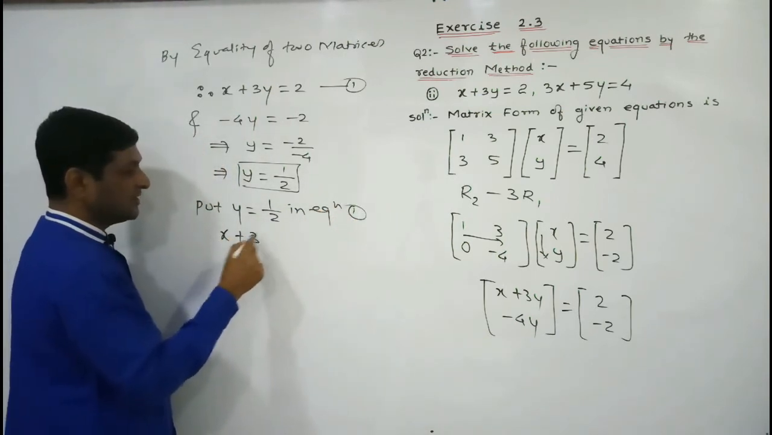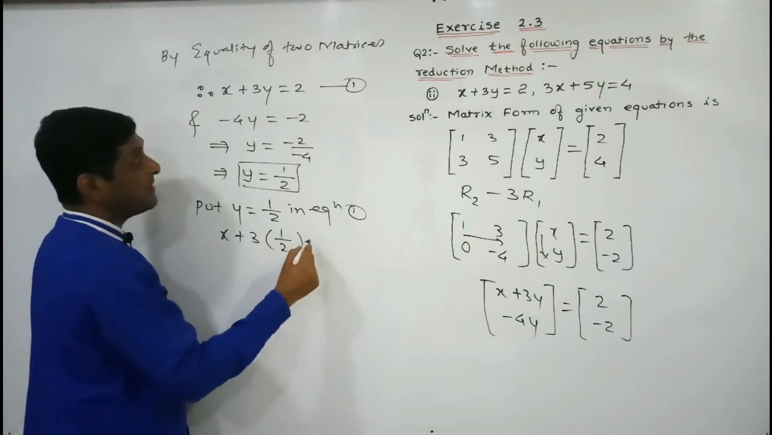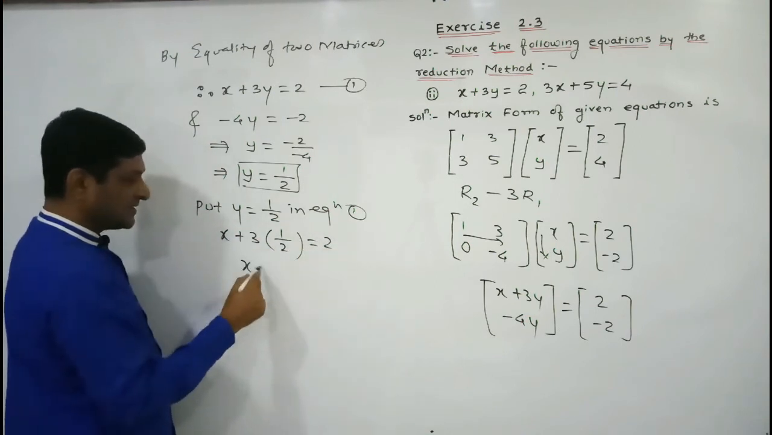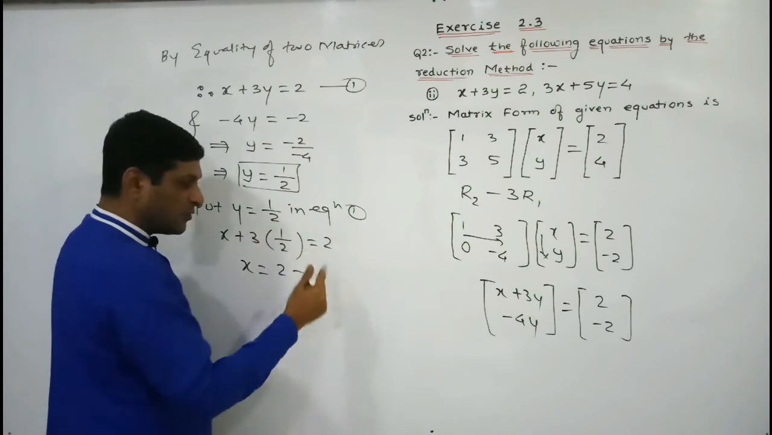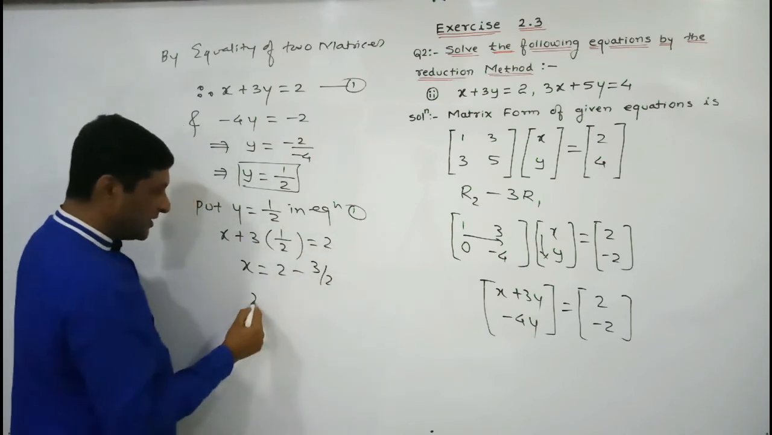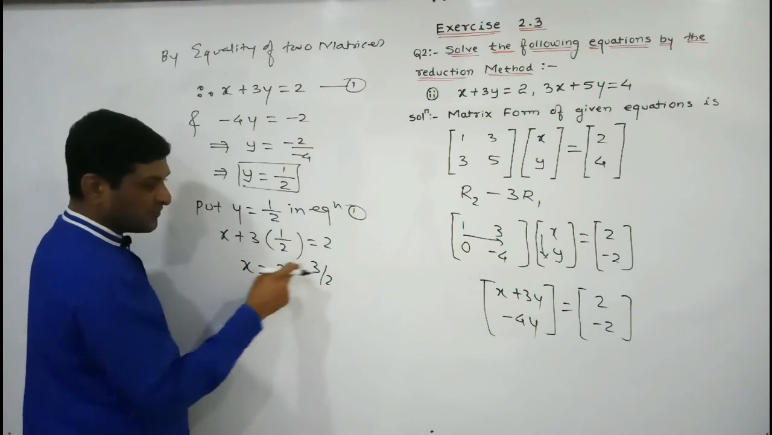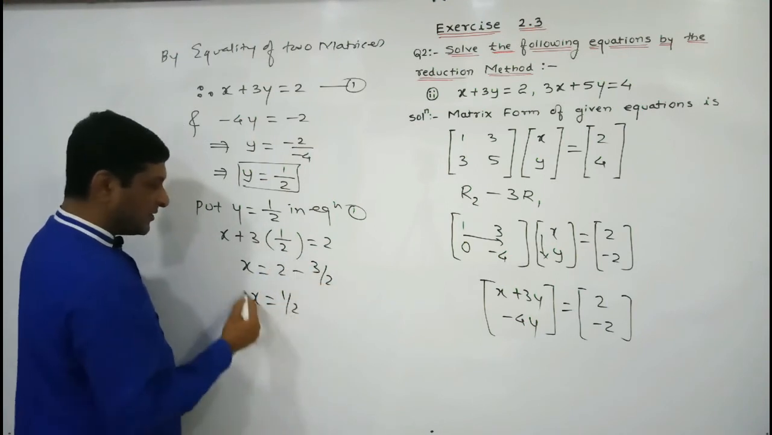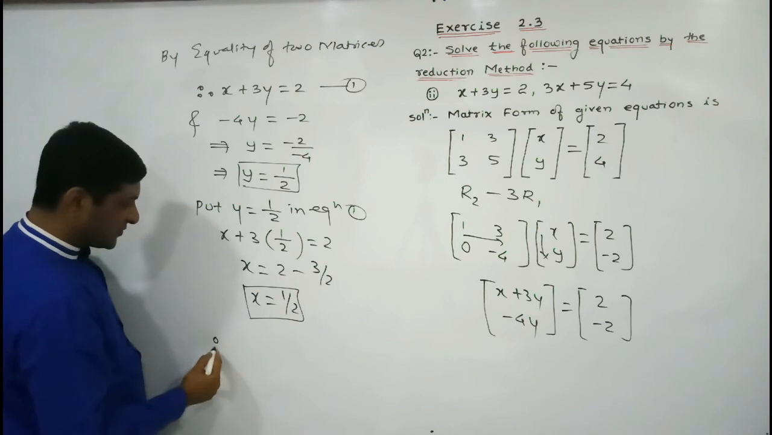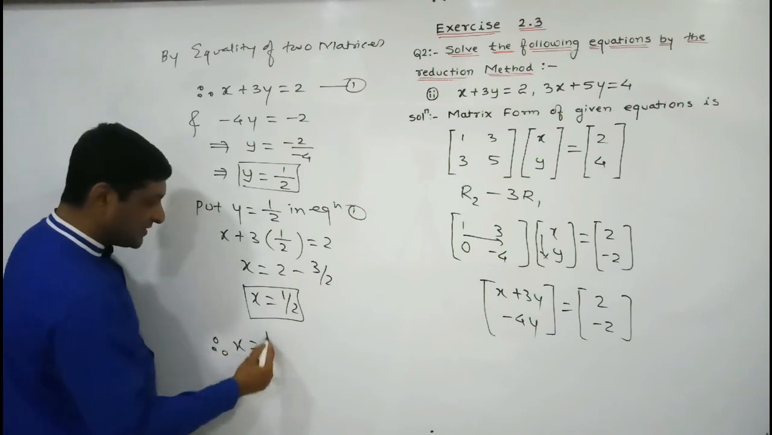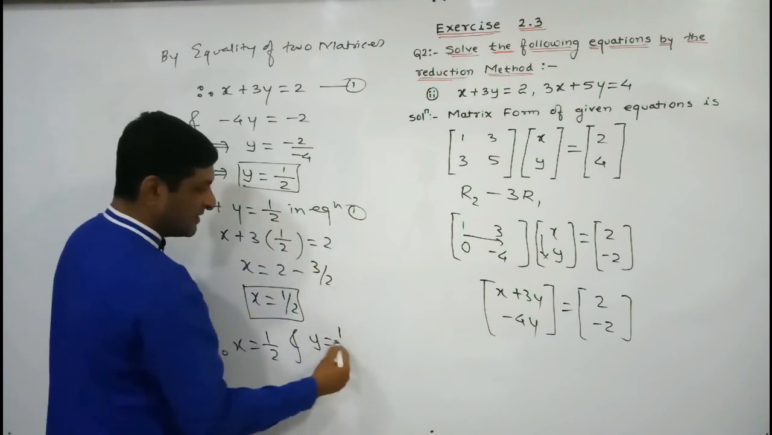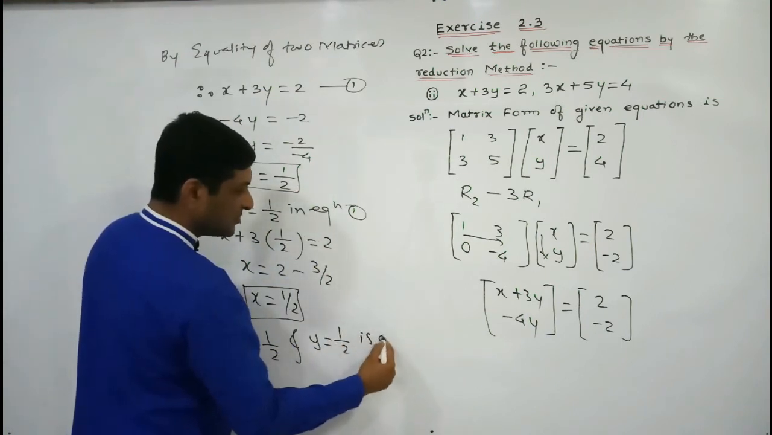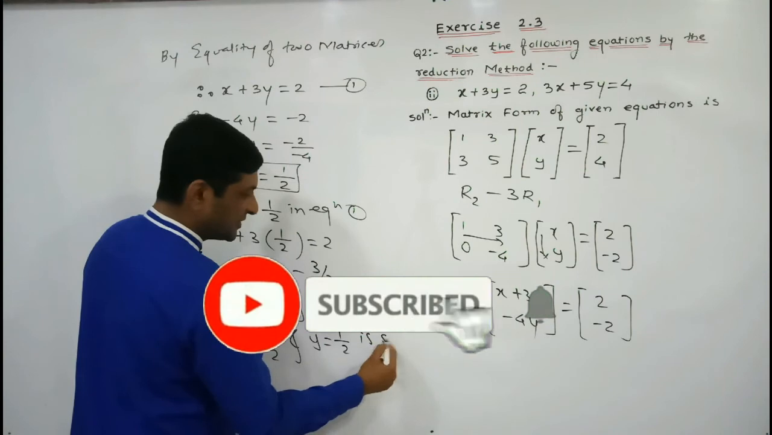Let us see what we'll get. x plus 3 into, replacing y by 1 by 2, is equal to 2. So x is equal to 2 minus 3 into 1 by 2, which is 3 by 2. So x is equal to 2 minus 3 by 2; 2 twos are 4, 4 minus 3 is 1, so 1 by 2. In this way we have got the value of x. So x is equal to 1 by 2, and y is also 1 by 2. This is the solution of the given equations.